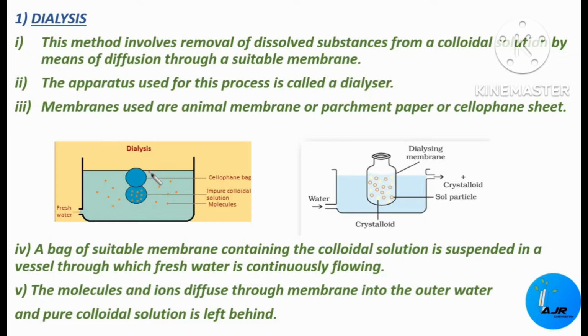This animal membrane or the parchment paper or the cellophane sheet will be made into a pouch like this, and it will have the impure colloidal solution. This is another diagram, and this is the dialyzing membrane. Here we have the colloidal solution, these dots are the colloidal particles, and the rest are the other ions or molecules present as impurities. This dialyzing membrane with the colloidal solution is kept inside another container having fresh water.